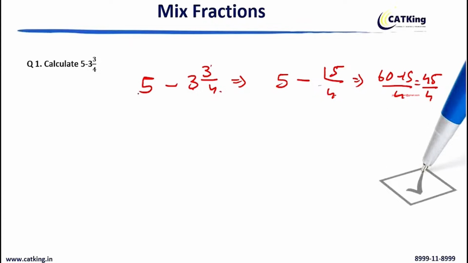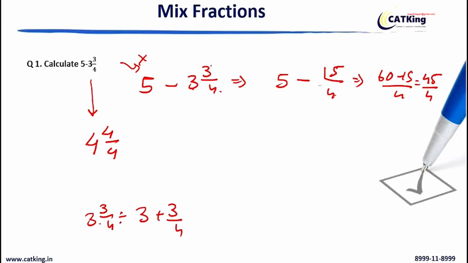But why do this much calculation? And these are easy numbers, guys. Let me remind you, these are easy numbers. I can write 5 as 4 whole 4 by 4, can't I? Because, guys, tell me one thing. What is this 3 whole 3 by 4? This is nothing but 3 plus 3 by 4. 3 whole 3 by 4 is what? 3 plus 3 by 4. Nothing else. Very simple concept.